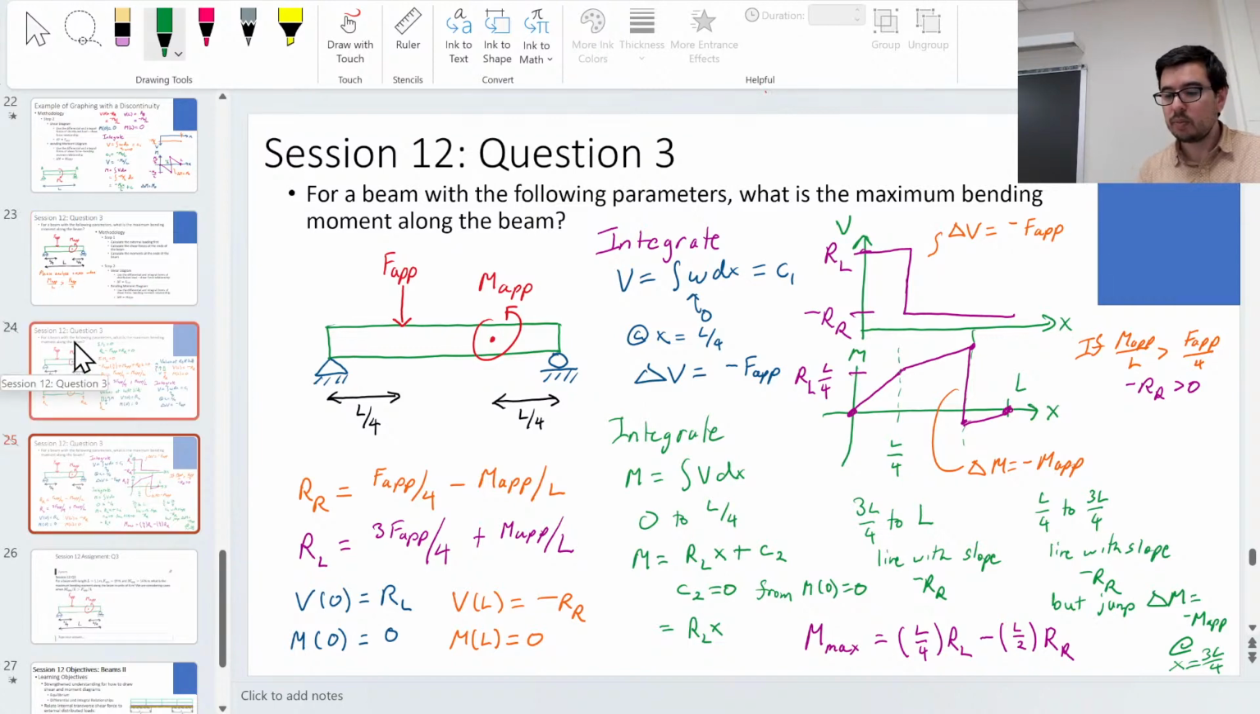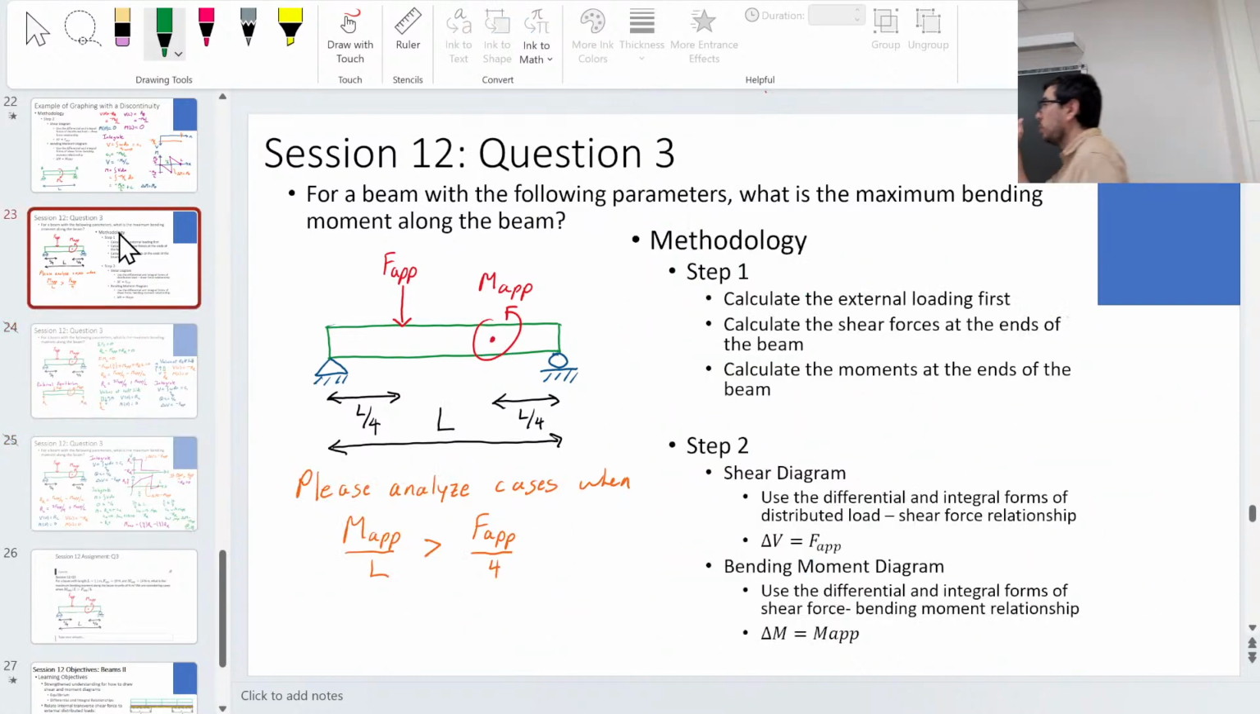So then the maximum bending moment would be at the top, obviously. That's right. Okay. And then the M app needs to be causing that jump down. Good. You're doing well. It's a tricky problem, right? It's a pretty tricky problem.